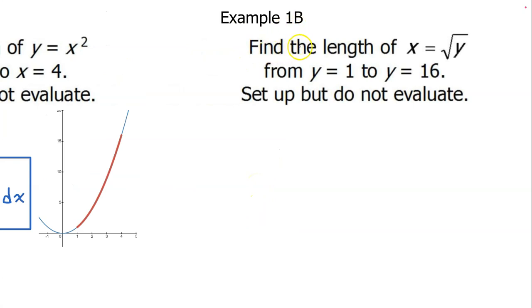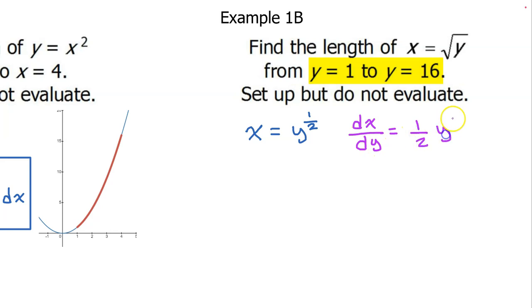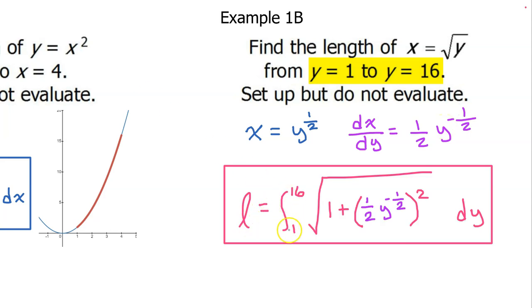Example 1b. Find the length of x equals the square root of y from y equals 1 to y equals 16. Set up but do not evaluate. x equals the square root of y is the same as x equals y to the 1/2 power. Since this time we will be integrating with respect to y, we first must find dx dy, which is going to be 1/2 y to the negative 1/2 power. So the arc length is the integral from 1 to 16 of the square root of 1 plus dx dy squared dy.